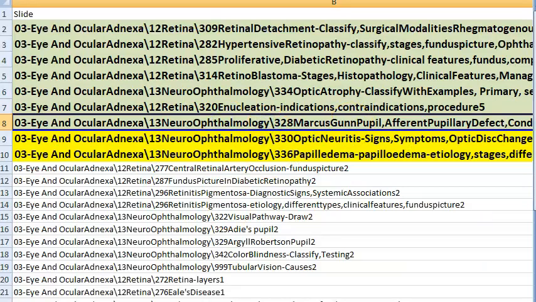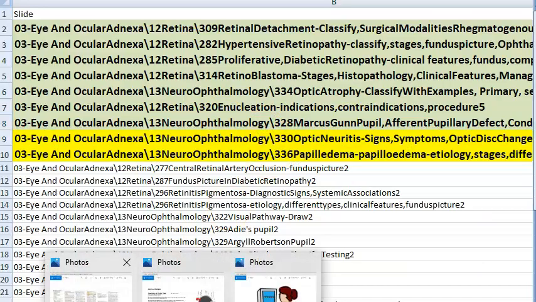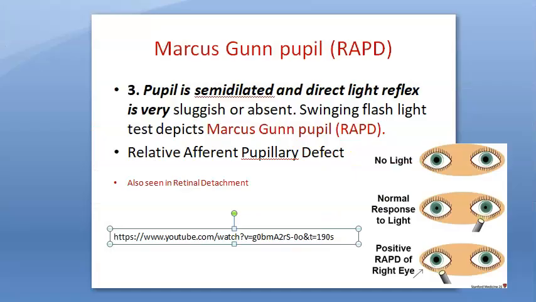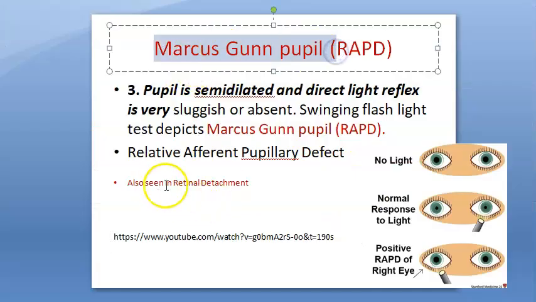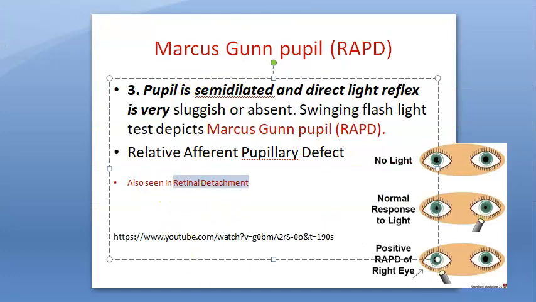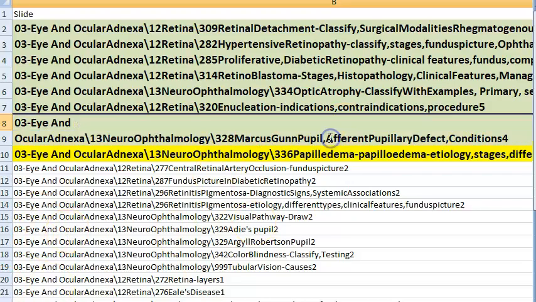Next one is Marcus Gunn pupil. Do you remember where you saw it? We have seen it in optic atrophy, and we have also seen it in retinal detachment, okay? The next one is optic neuritis, guys.